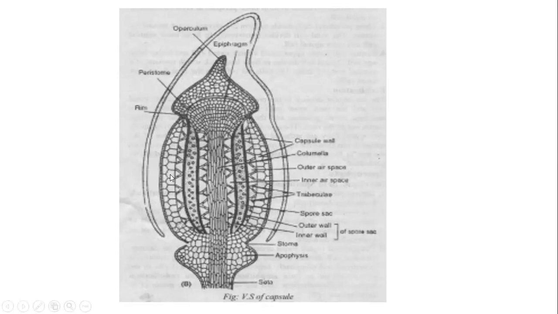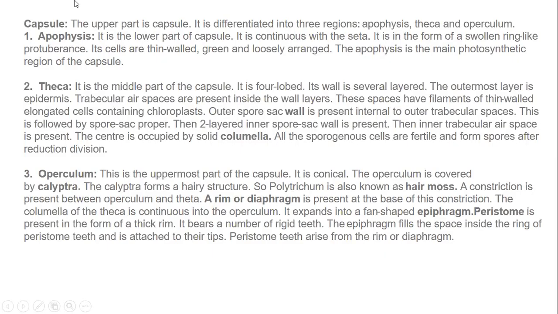The structure of this capsule will be just like a jug, the water jug we utilize for storing water. The shape will be just like that, like a jug enclosing the sporogenous tissue. So when we look into the structure of the capsule, this capsule region is divided into three important parts. One is called the apophysis. The second part of the capsule is called the theca region. And the third part is called the operculum.